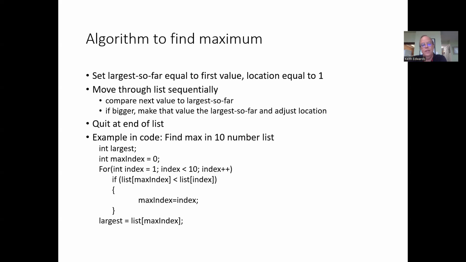So if we had 10 numbers in a list that were integers, we'd declare an integer called largest and set max index equal to 0. And that says that we found it in the first location, and then start from index 1, go all the way up to index 10. And if the list at the maximum index is less than the list at another point that we are going through the array, then set the max index to the one that's bigger. And at the end, we'll have the largest value. So we just go through them one at a time, and whenever we find a larger value, we set that equal to the larger value.